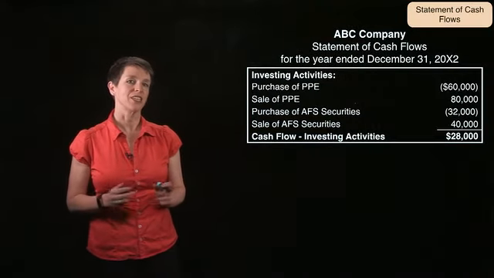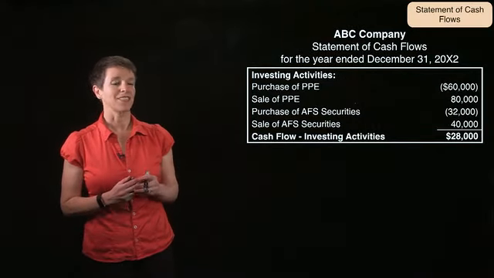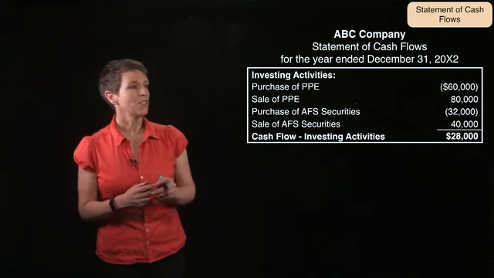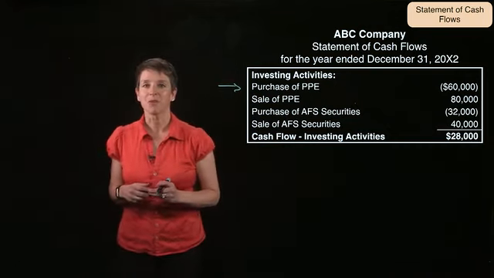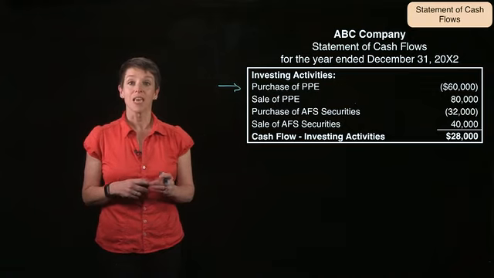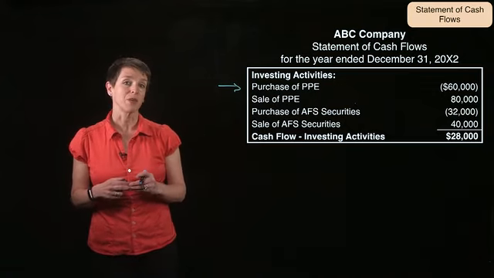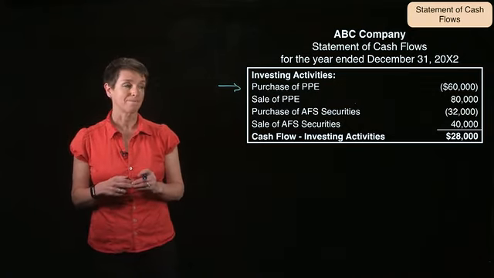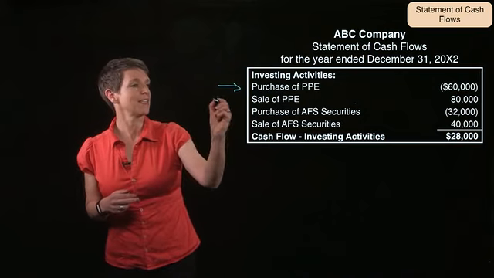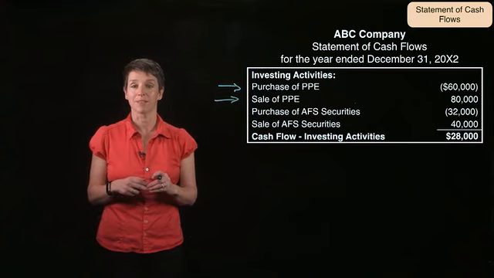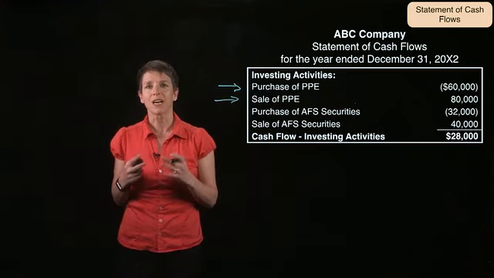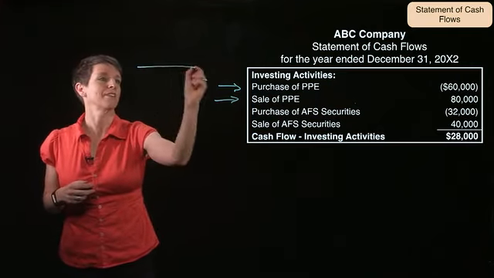Now let's turn our attention to the investing section. Notice that the first number we see here is the purchase of property, plant, and equipment for $60,000. That was part of the additional information that we gave you at the beginning of this lesson. The second number we see is the amount received from the sale of property, plant, and equipment. Let's try to see if we can reconcile how that number was calculated.